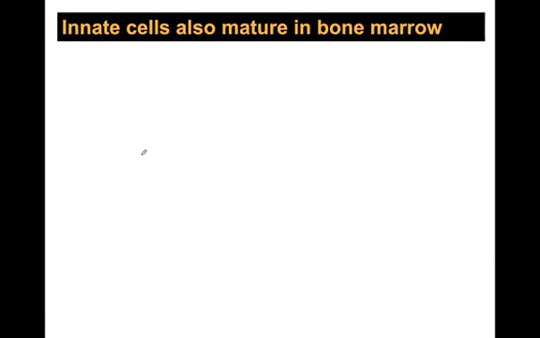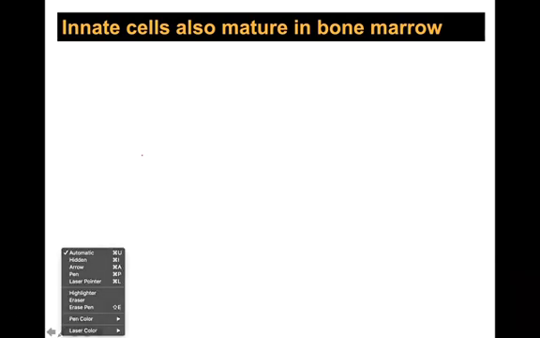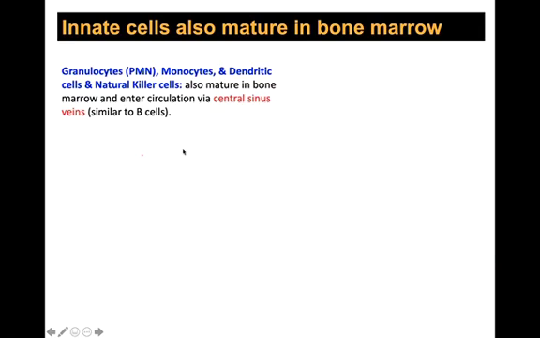Okay, now remember that B cells are not the only cells to come from the bone marrow. Right, your myeloid cells, including your granulocytes, your monocytes, and dendritic cells, and natural killer cells from the lymphoid lineage, they also mature in the bone marrow and enter circulation via this central sinus vein. The question is, do they undergo negative selection?